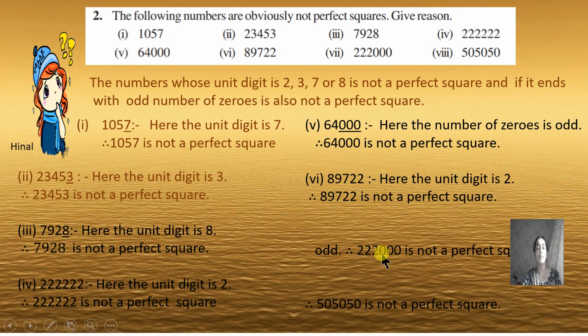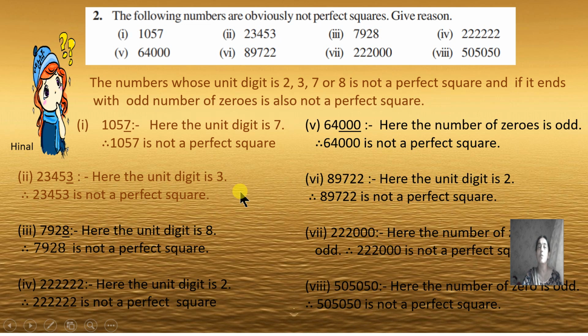Now here, again count the number of zeros: 1, 2, 3. The number is odd. So here the number of zeros is odd, therefore it is not a perfect square. Similarly, here also there is 1 zero. So the number of zeros is odd, therefore 505050 is not a perfect square.